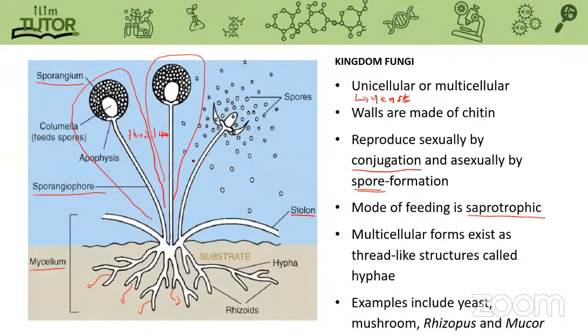So what are the things we need to remember as far as this kingdom is concerned? They could be multicellular or unicellular. In terms of structure, they appear as thread-like structures, which we call hyphae. They can reproduce sexually or asexually. Most importantly, when they reproduce asexually, they produce spores. And then finally, their mode of feeding is what we call the saprotrophic mode of feeding, which involves extracellular digestion.